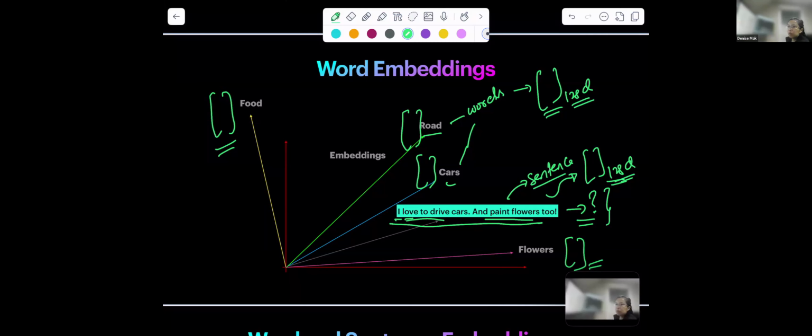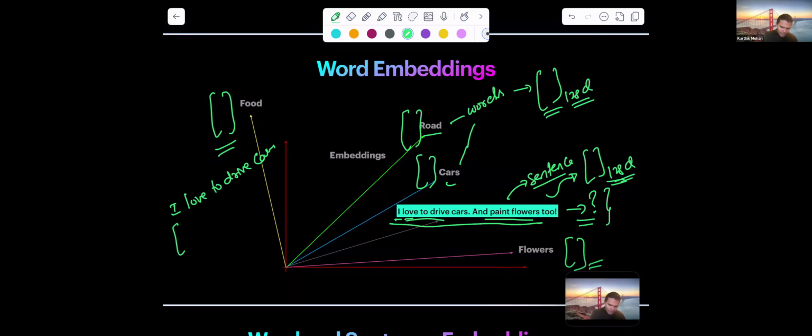Do people ever use sum or average? Average, yeah. Average is a perfect way to do it. That's a very good way to do it. So how would you average? Let's say I love to drive cars. In my word embedding space, each of these would be 128 dimensions. Do you agree?